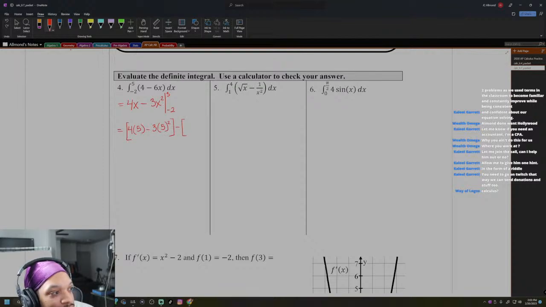All right, so I did 4x minus 3x squared evaluated at 5. Now I'm going to do the same thing evaluated at negative 2. They really don't give us enough writing space, bro.